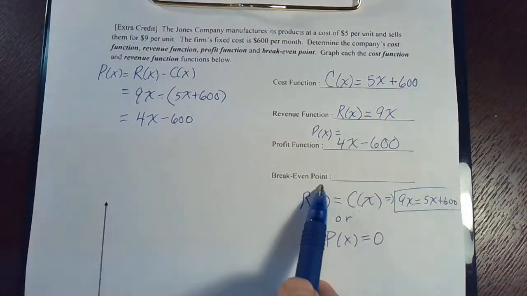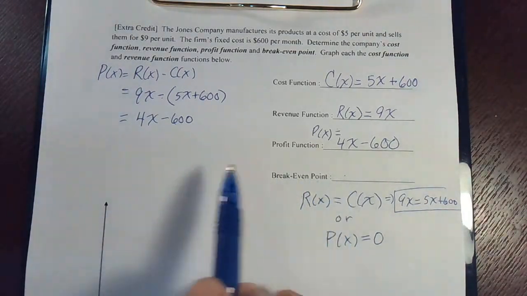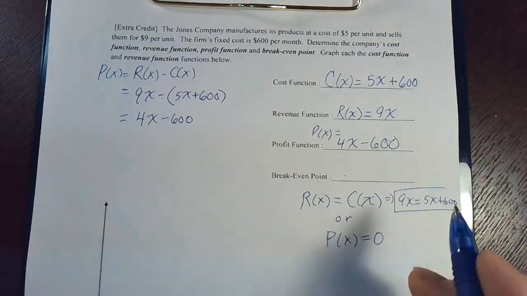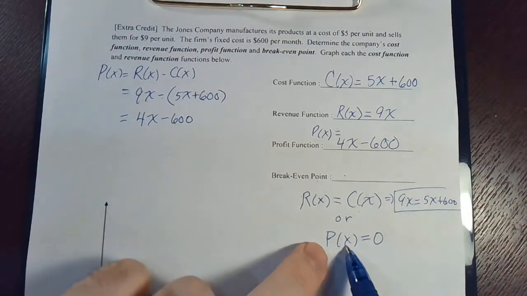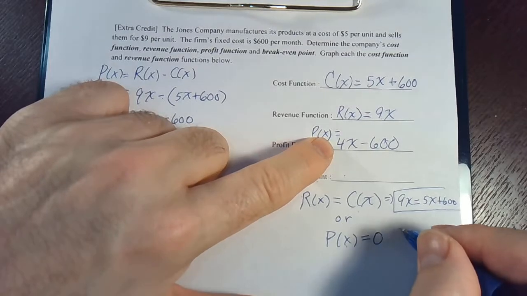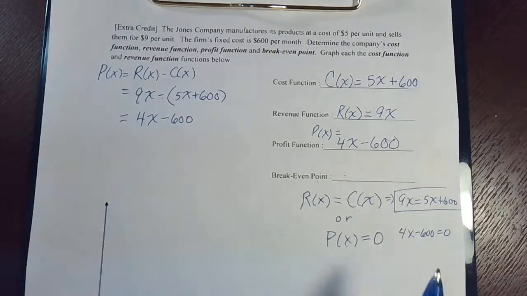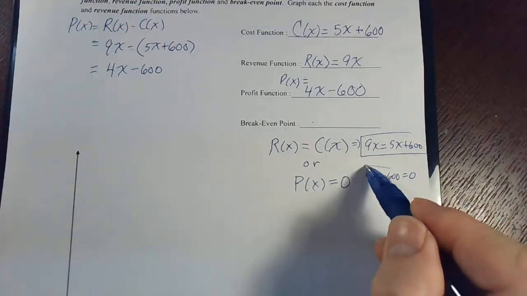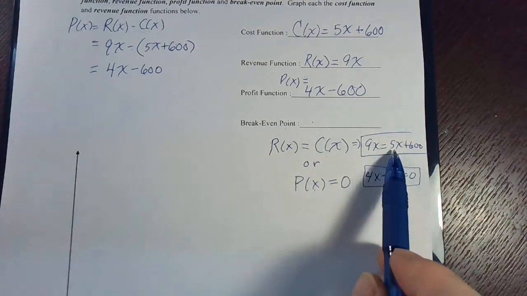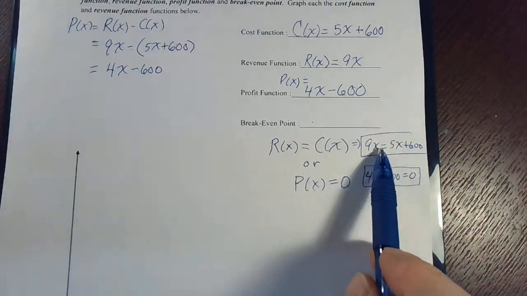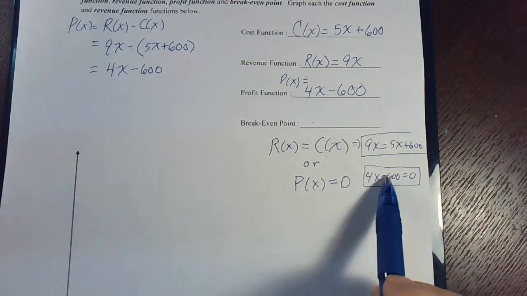Break-even point usually implies an XY pair, which we'll write down. It means the X, and it also wants X comma Y. But notice what P of X is. P of X is 4X minus 600. If we set that equal to 0, it should be easy to see that these two things I'm putting the blocks around are equivalent. If I were to subtract 5X from both sides, I get 4X equals 600. And if I added 600 here, I'd get 4X equals 600.